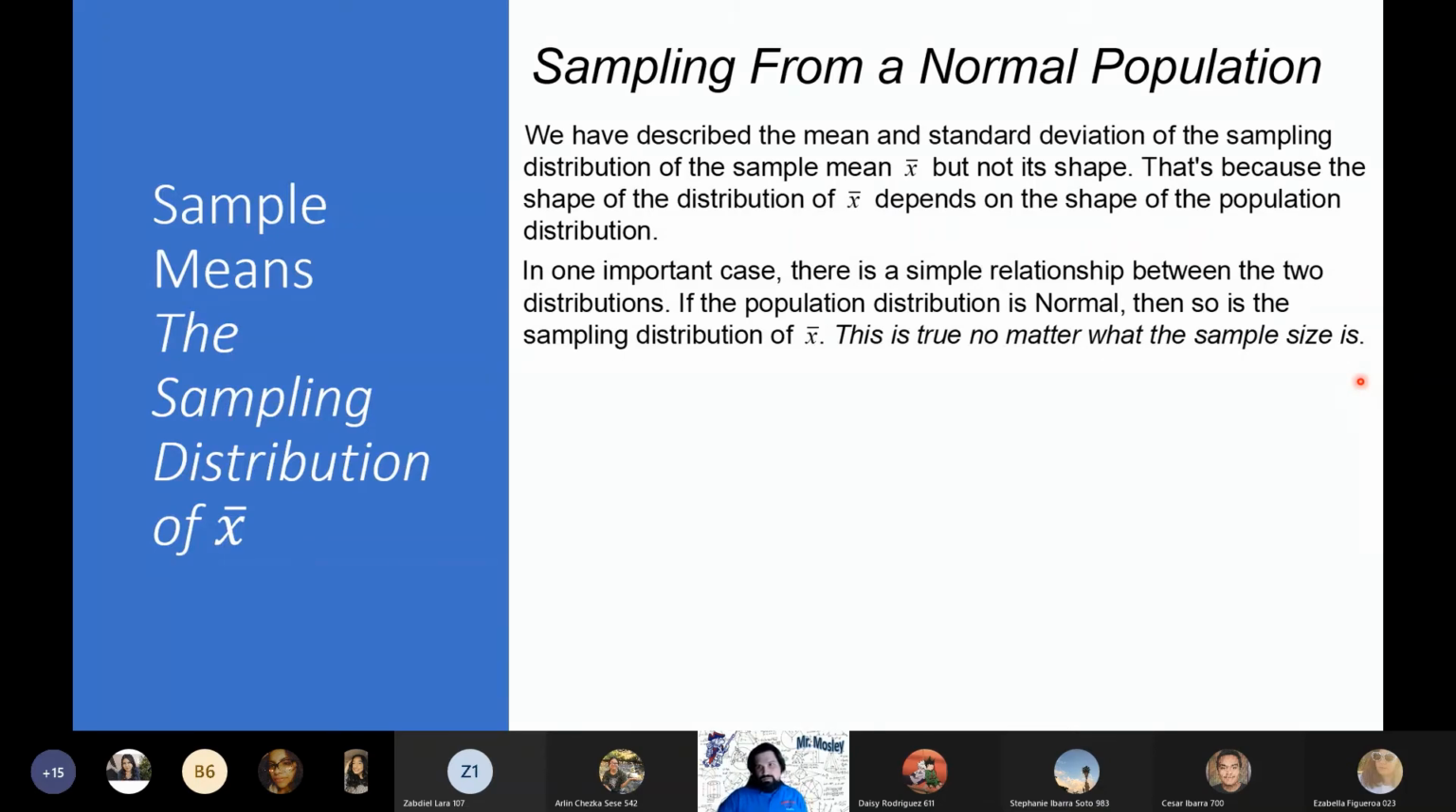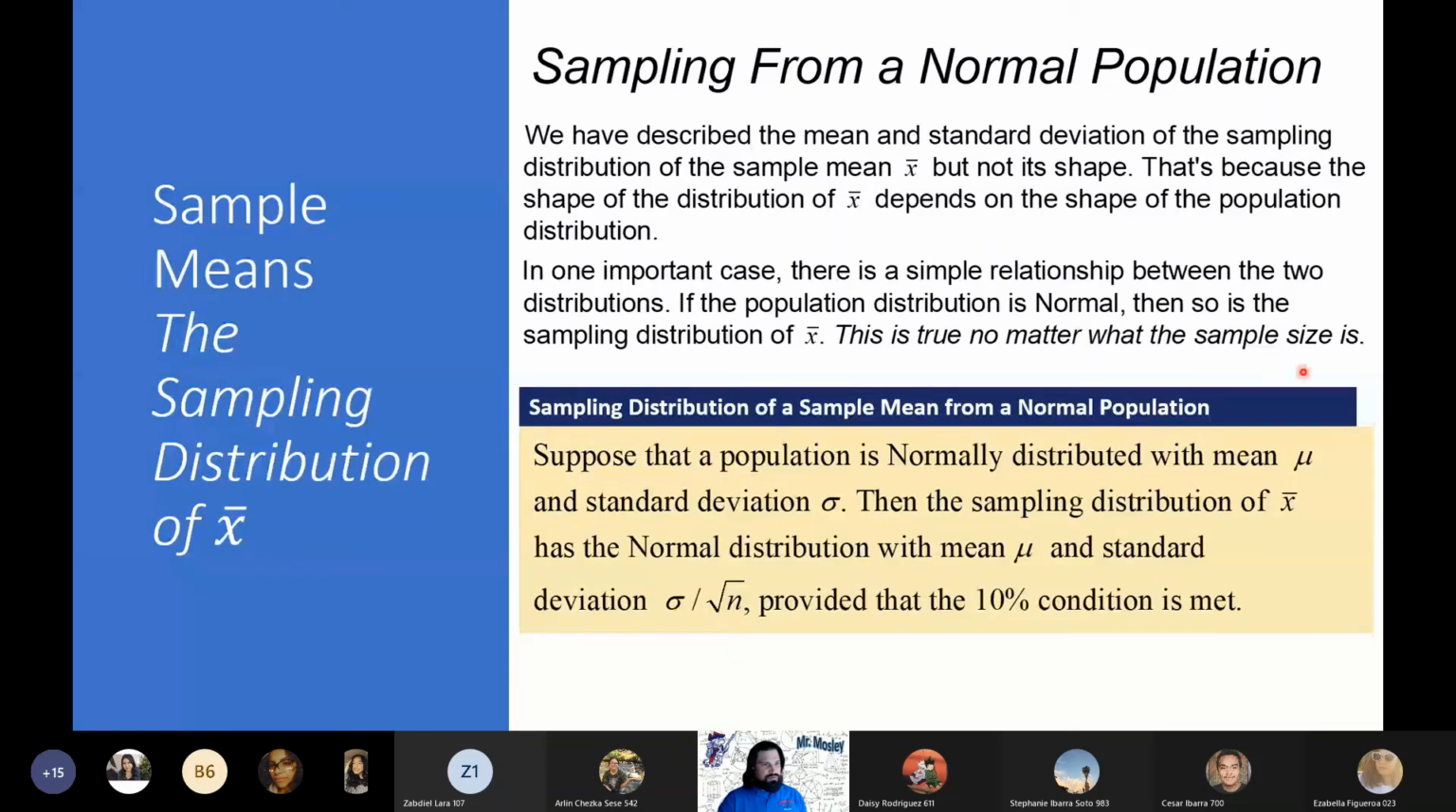So if we start normal, we get normal back out, regardless of sample size. And that's stated here. Suppose that a population is normally distributed with mean mu and standard deviation sigma. The sampling distribution of X bar has the normal distribution with mean mu again, and standard deviation of sigma divided by the square root of n, again where n is the sample size, and provided that the 10% condition is met. But we just know going into it that we're going to end up with something normal because we started normal.